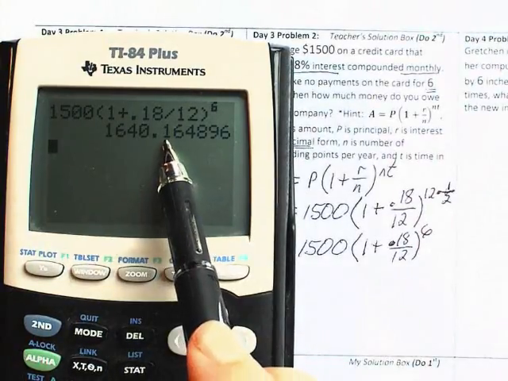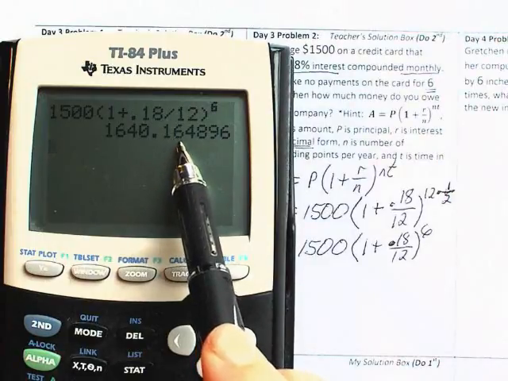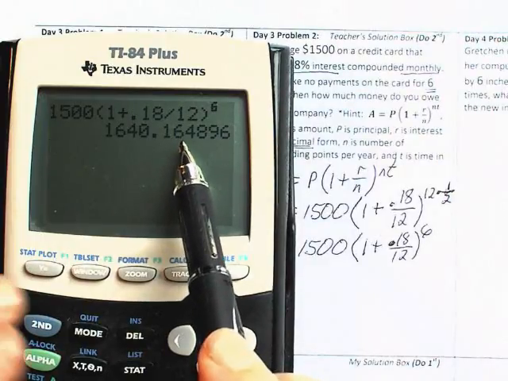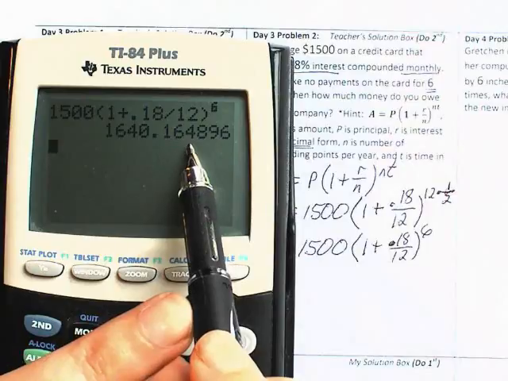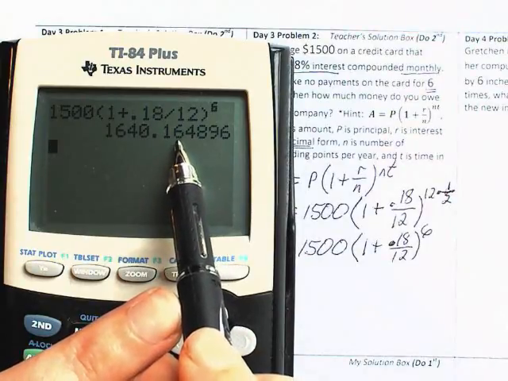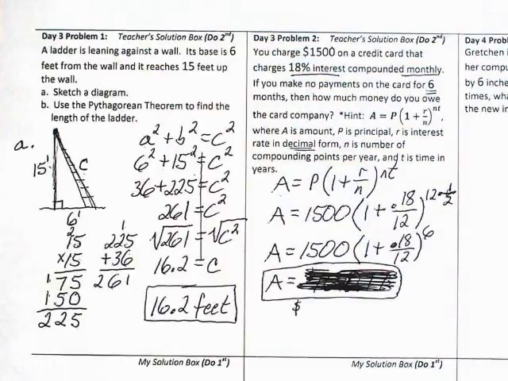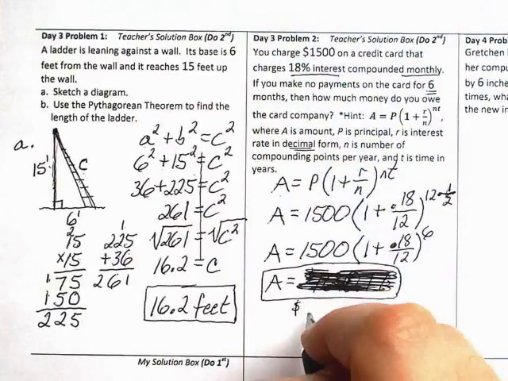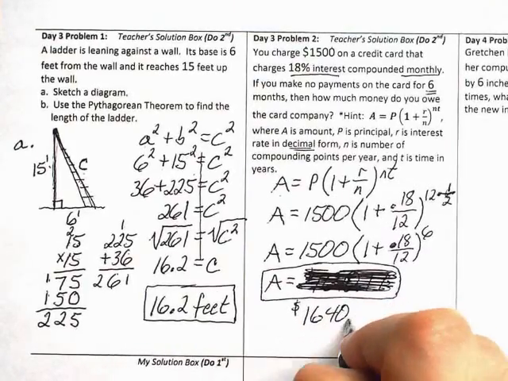$1,640, and now let's work at the cents. We want to round it to this position, so we look at the next digit over. Is it 5 or higher? It's not, and so this is going to just stay as a 6 instead of rounding up. And so our answer for A was $1,640.